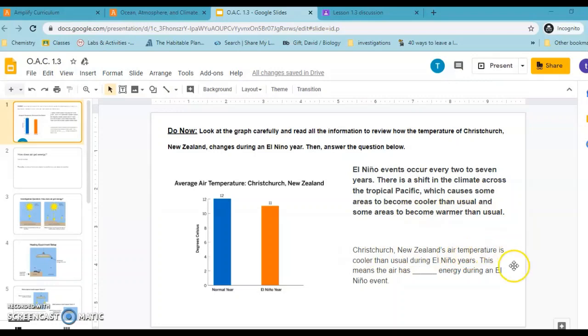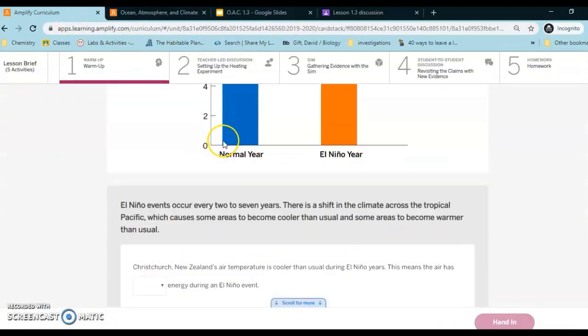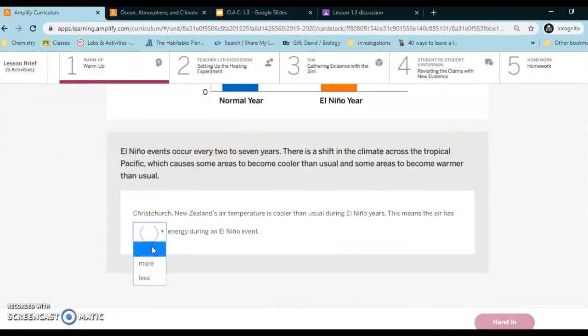Christchurch, New Zealand air temperature is cooler than usual during El Nino years. This means that the air has blank energy during El Nino events. So on Amplify, you're going to answer this question with either more or less energy. So you're going to tell me whether the air has more or less energy during El Nino year.